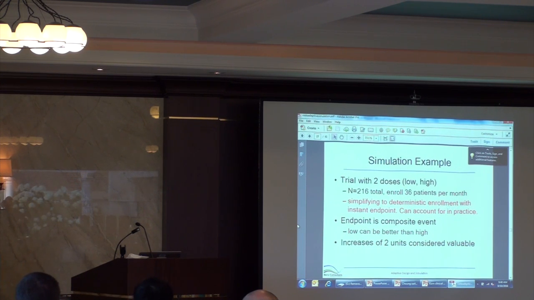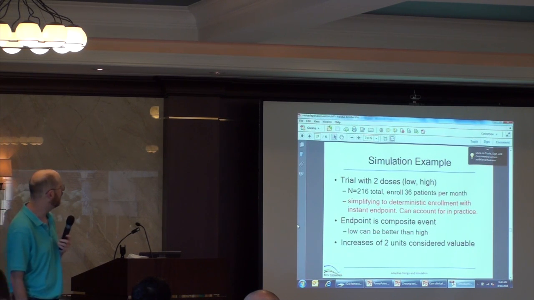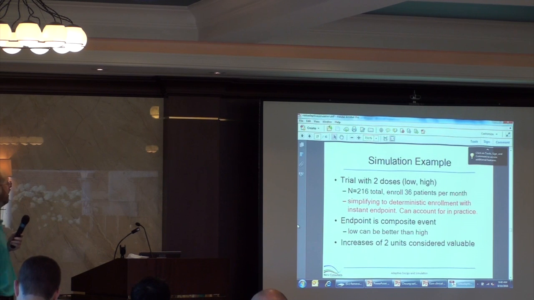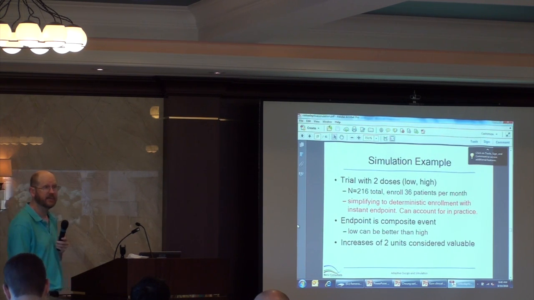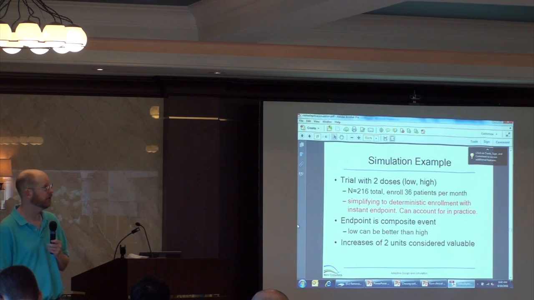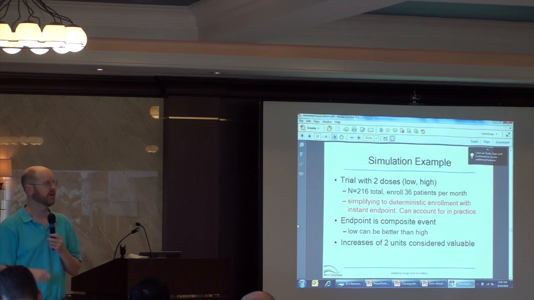This is a trial with just 2 doses and a placebo. So 2 active arms, placebo, low dose, and a high dose. I'm planning on running a 216 patient trial, and I'm going to enroll 36 patients per month. My endpoint is a composite. So the key thing here is my low dose may very well be the best dose. With a composite endpoint, you can imagine the high dose gives me great efficacy. You could imagine the low dose avoids the safety part of the composite. So the low dose may actually be the optimal dose.